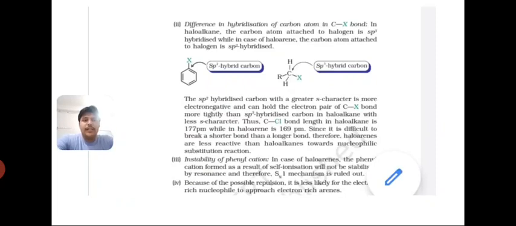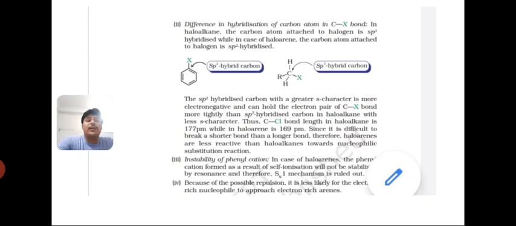Now the third point is the instability of phenyl cation, and students, this third and fourth point is not so much important to explain, right? Due to resonance, in case of haloarenes, the phenyl cations formed as a result of self ionization will not be stabilized by resonance, and therefore the SN1 mechanism is ruled out, right?